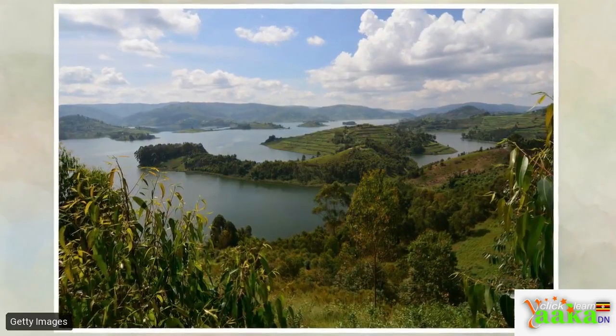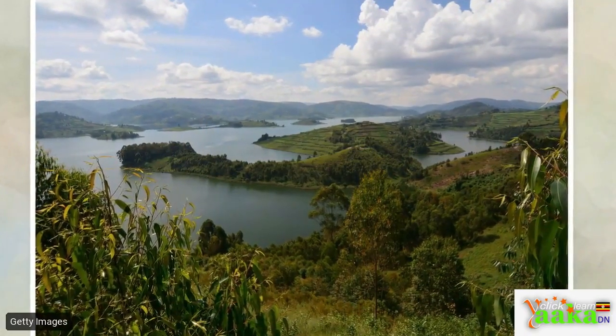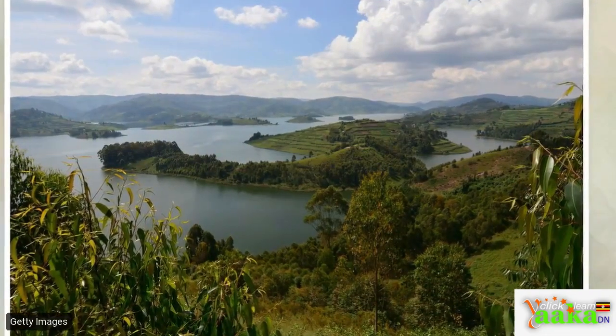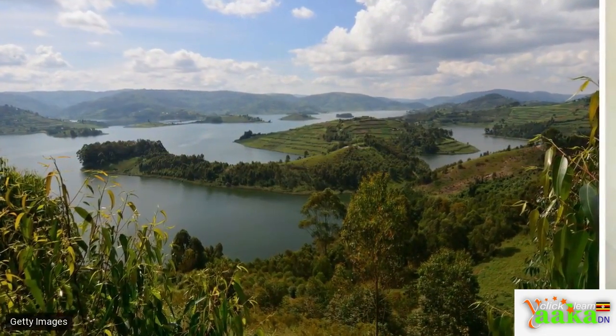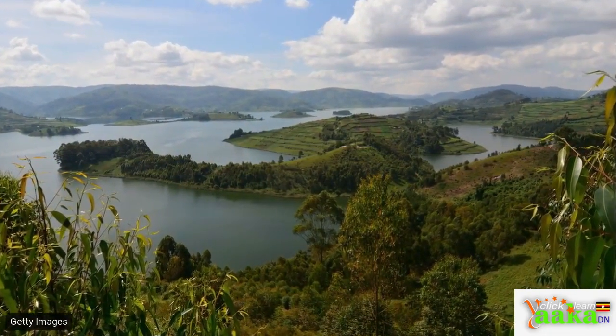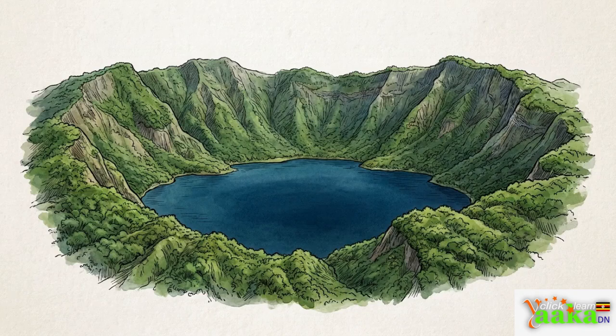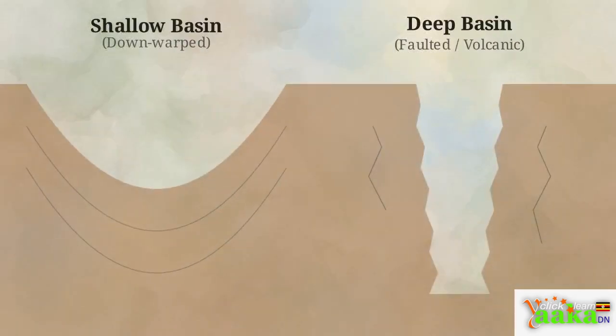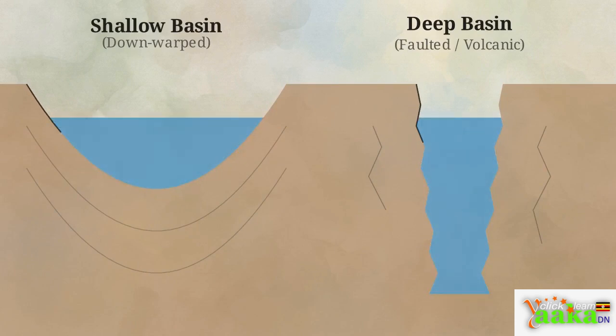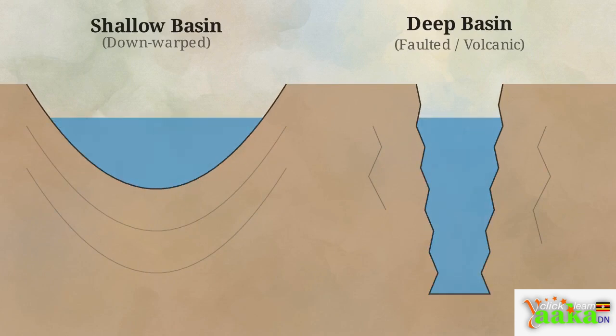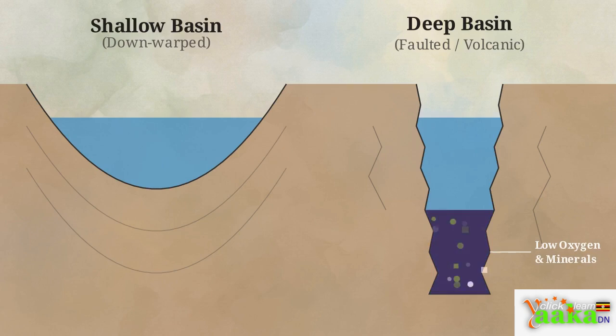Smaller basins like Lake Bunyoni were formed through volcanicity. In these cases, lava flows or volcanic debris physically dammed up a valley, creating deep and highly scenic lakes nestled between hills. These origins dictate the chemistry of the water. Because faulted and volcanic lakes are deep and steep-sided, they often have low oxygen levels at the bottom and a higher concentration of minerals compared to shallow, down-warped basins.